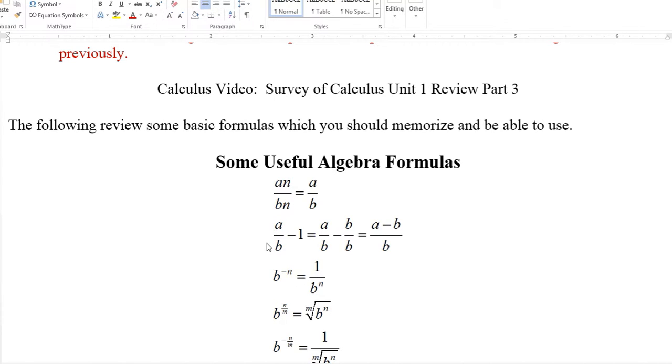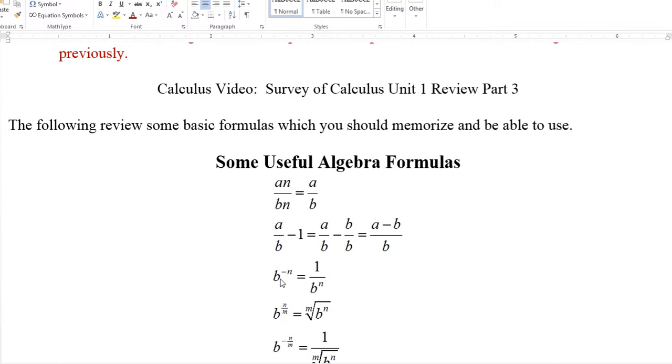Another thing that's going to show up is sometimes we'll have to take a fraction and subtract 1. So remember, in general, when you're adding or subtracting fractions, you need to get a common denominator so that you're adding up or subtracting pieces of the same size. So what we do here is we rewrite 1 as b over b. We keep the same denominator of b and then just subtract the numerators. So a over b minus 1 turns out to be a minus b over b.